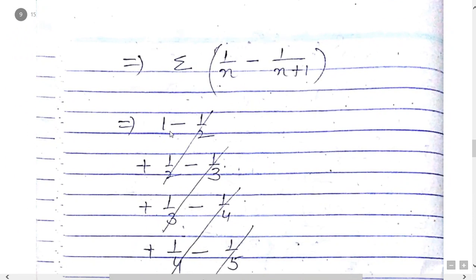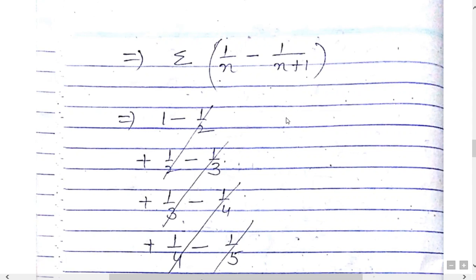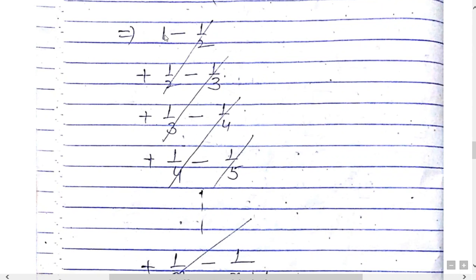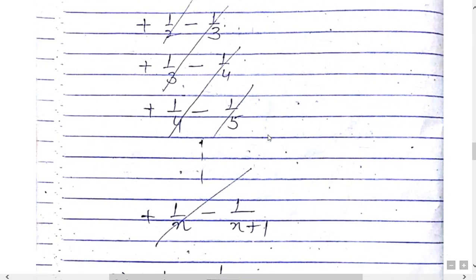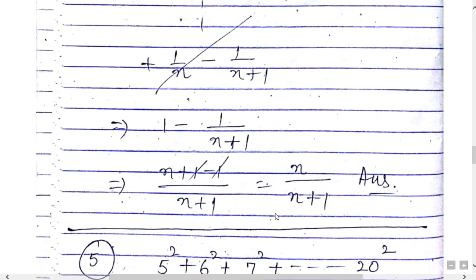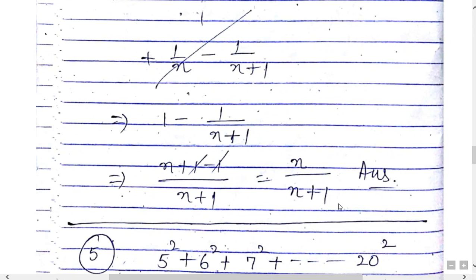If I insert 1, the value is 1 minus 1 over 2. Similarly 1 over 2 minus 1 over 3. Then for the third term it's 1 over 3 minus 1 over 4. Maximum terms cancel with each other. Now the remaining terms are 1 in the first term, and in the last term it's 1 over n plus 1. Take LCM, you will get the answer as n over n plus 1.